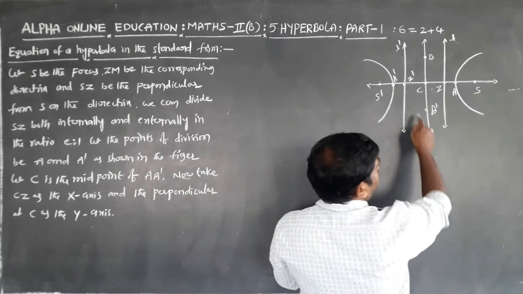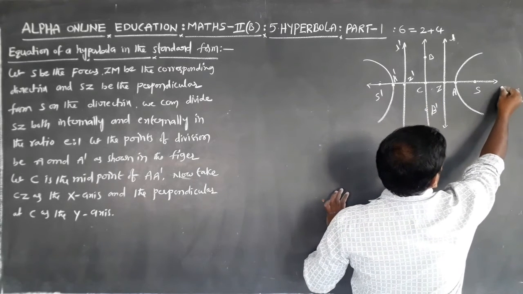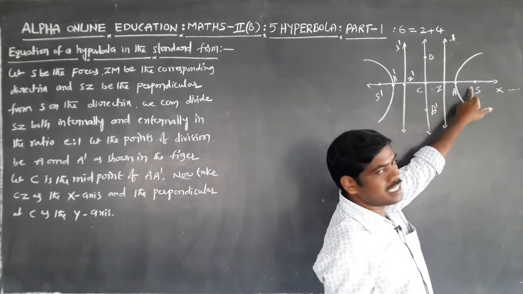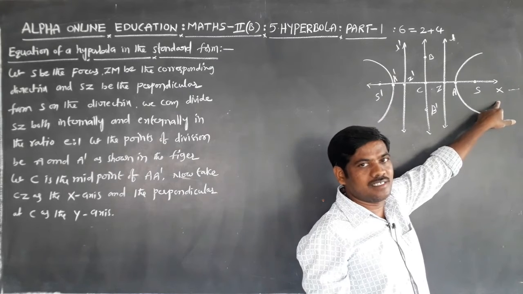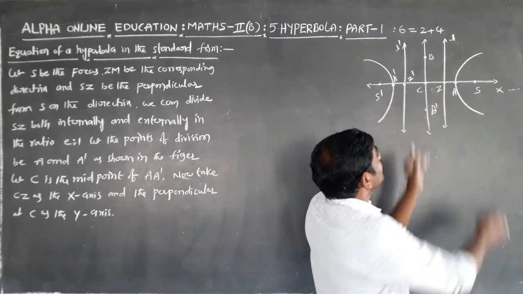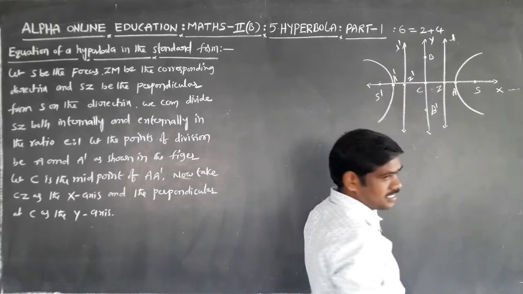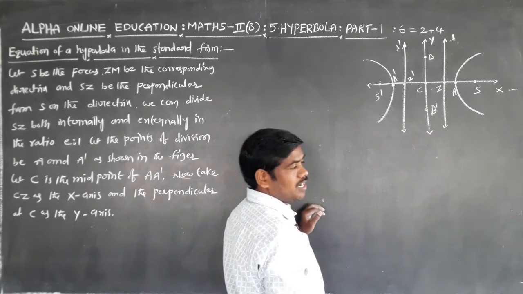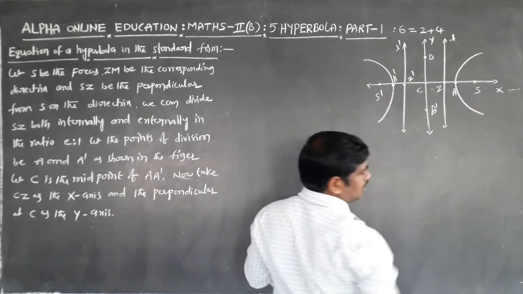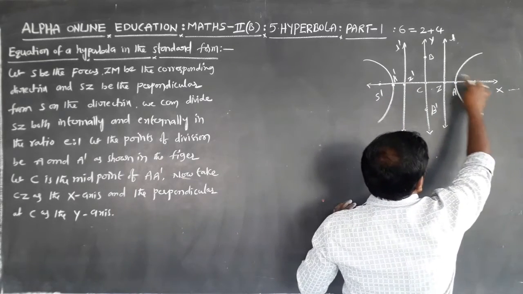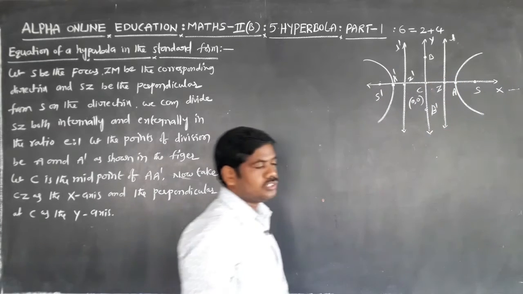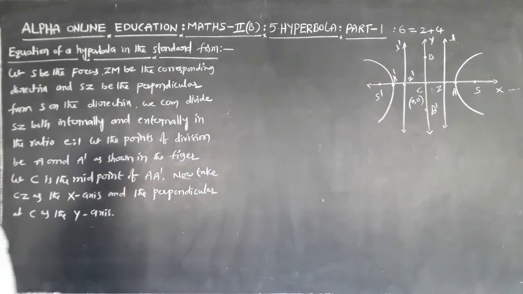A line passing through CS can be taken as the x-axis. A line perpendicular to CS and passing through C can be taken as the y-axis. Here C is the point of intersection of the coordinate axes. This is the x-axis, this is the y-axis. So the center C is (0, 0).